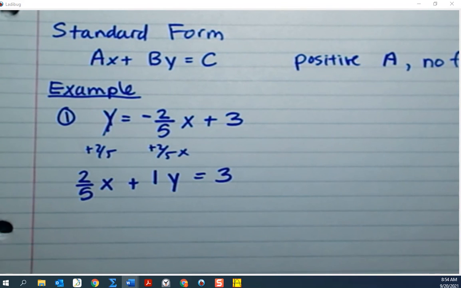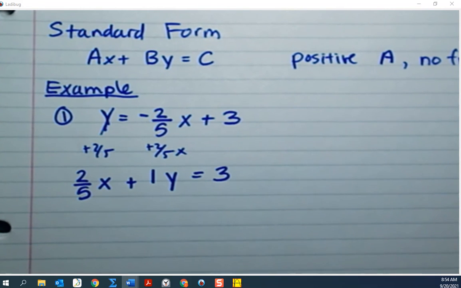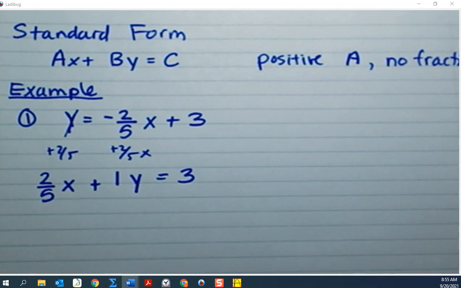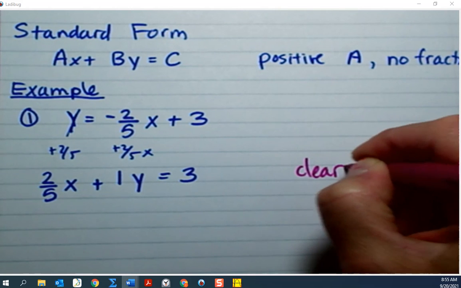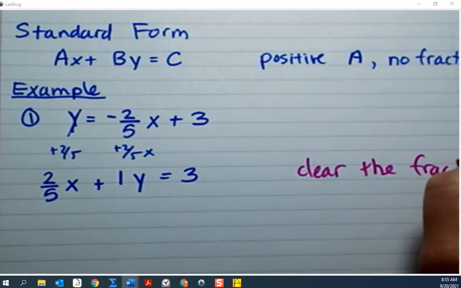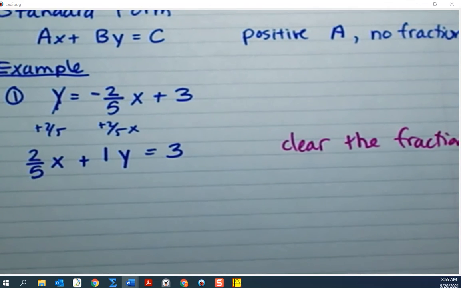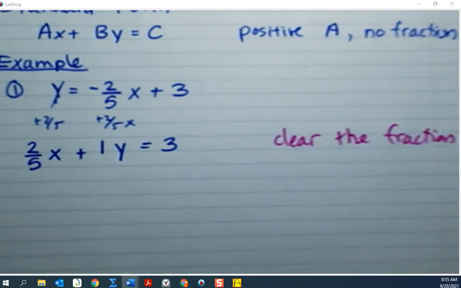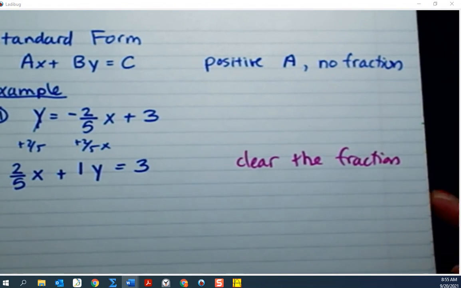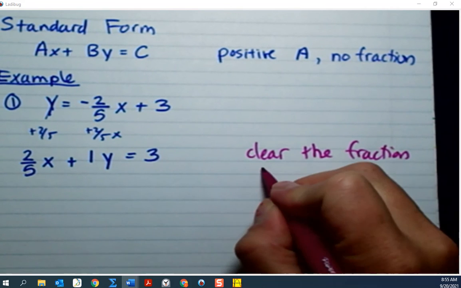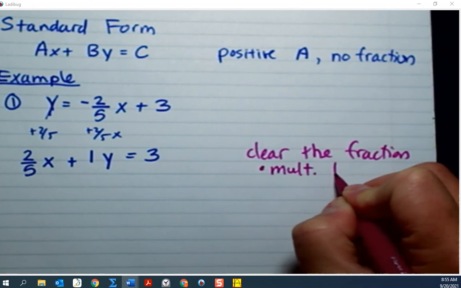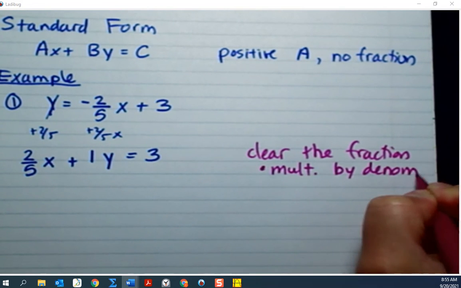Okay, so I'm almost there. The problem is that the A number is a fraction right now. I don't want fractions. Part of the rules for standard form is no fractions. And so what I'm going to do is called clearing the fraction. Clear the fraction, which is super useful in general because nobody actually likes fractions. Okay, they're not bad, but they're not my favorite. In order to clear the fraction, we're going to multiply by the denominator.